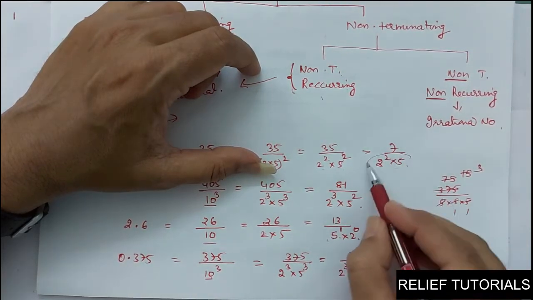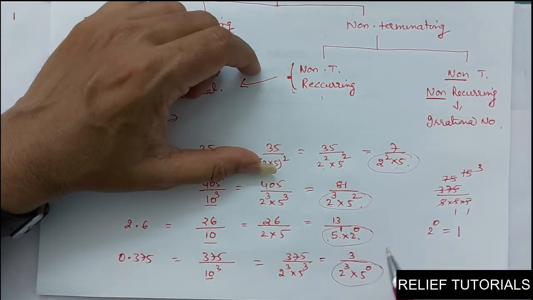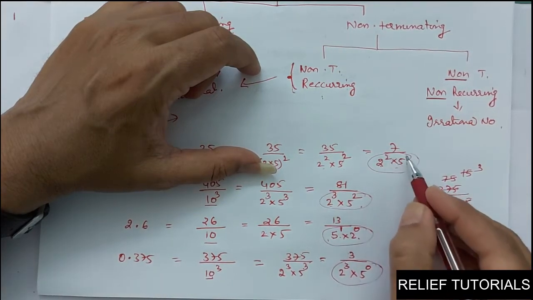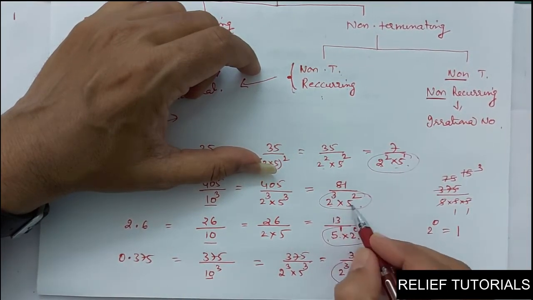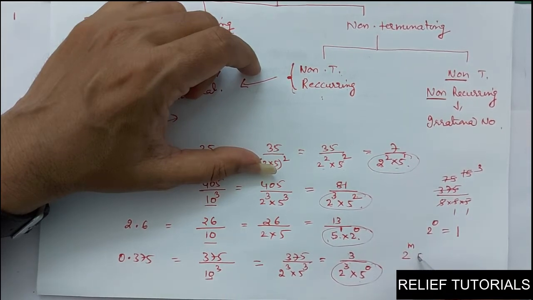So if you look at the denominator, everywhere you look at the denominator. So the denominator is in the form 2 power, 5 power. 2 raised to 2, 5 raised to 1. 2 raised to 3, 5 raised to 2. Here 2 raised to 0, 5 raised to 1. 2 raised to 3, 5 raised to 0. So we can say the denominator is of the form 2 raised to m, 5 raised to n. This thing.